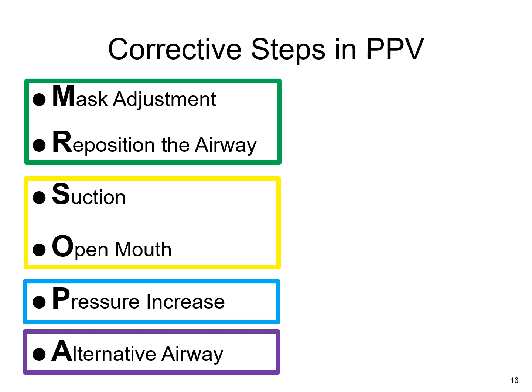Each letter has its own meaning, and we'll start with M. M is for mask adjustment, so we want to adjust the mask to make sure we have a proper seal. R is reposition the airway. You want to make sure that you have your baby in that nice sniffing position. S is for suction, so we'll suction secretions out of their mouth and nose. O is for opening the mouth. P is for pressure increase, and A is alternative or advanced airway.